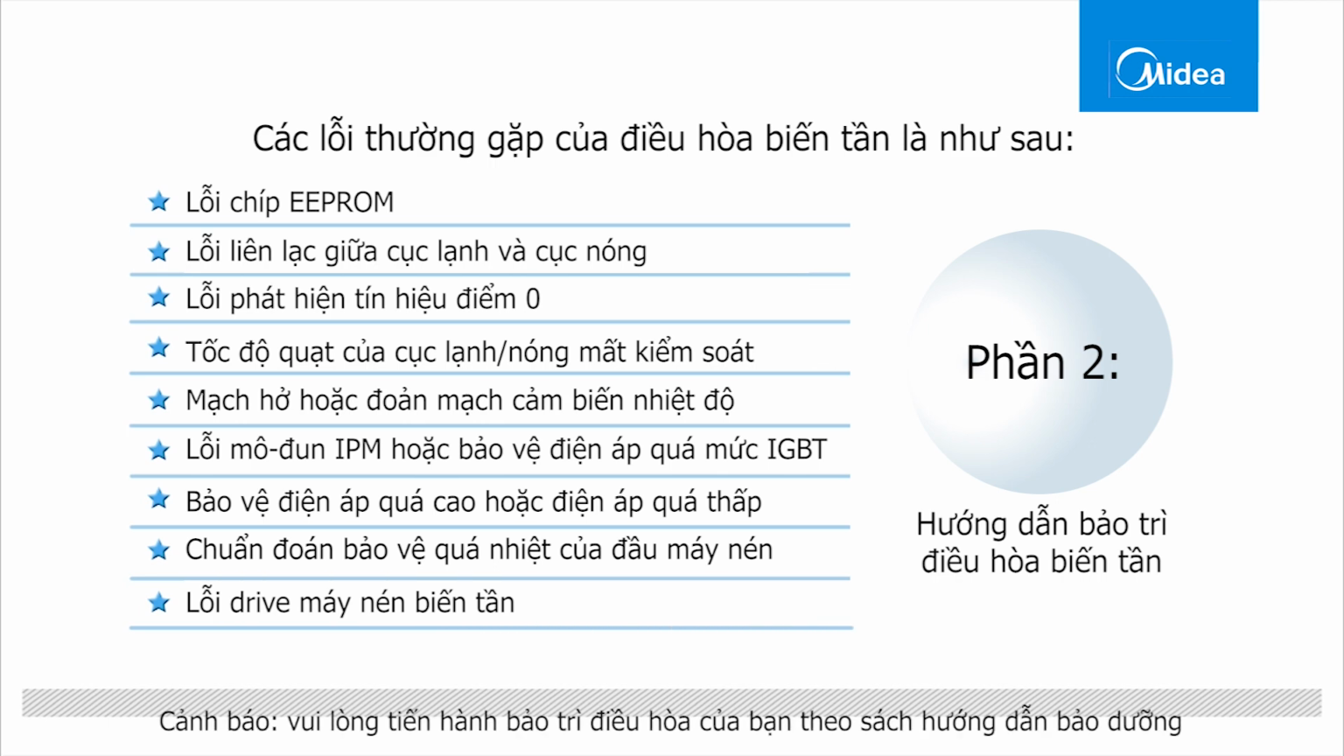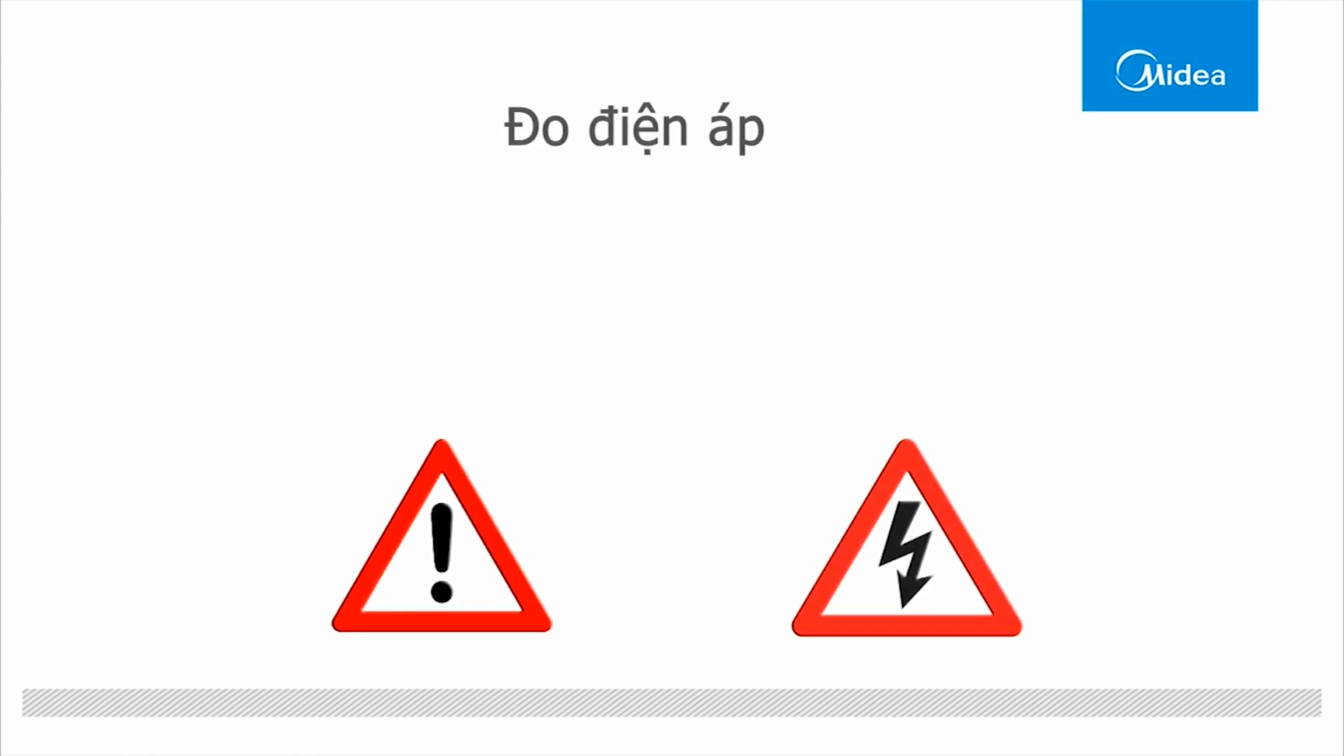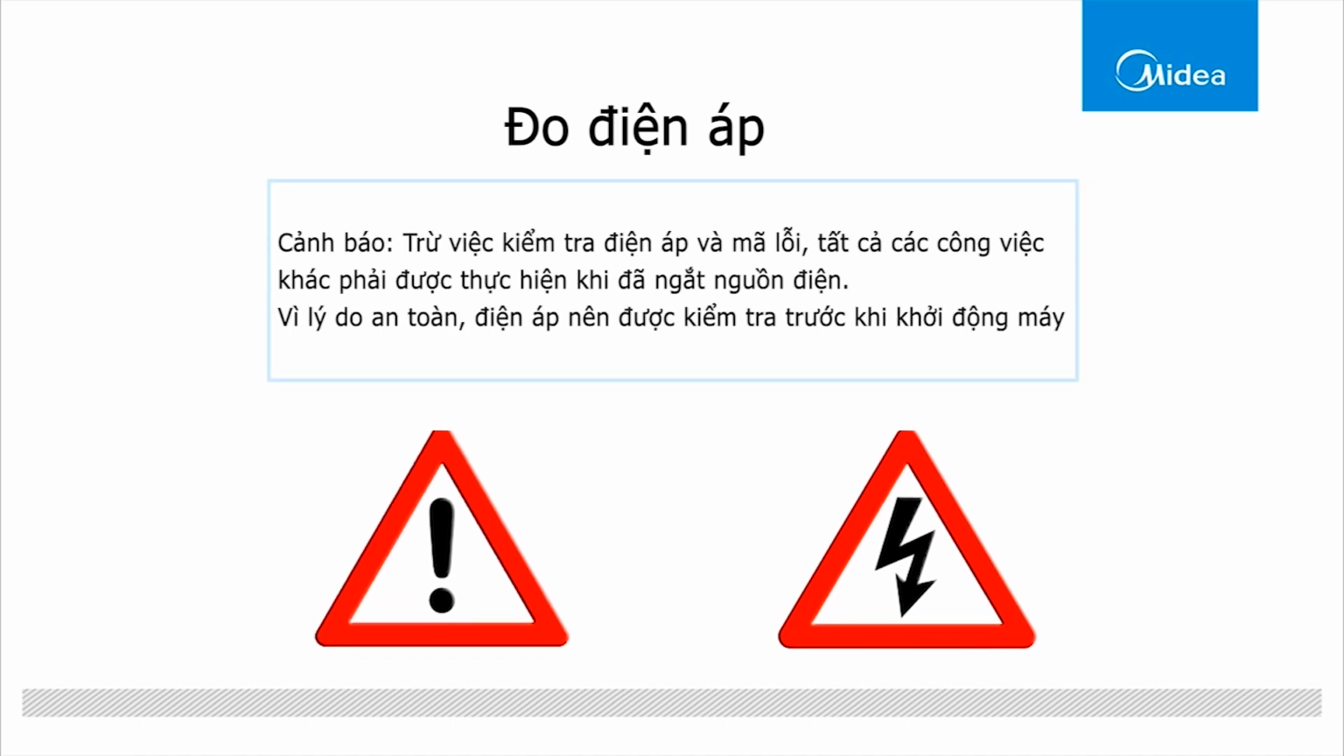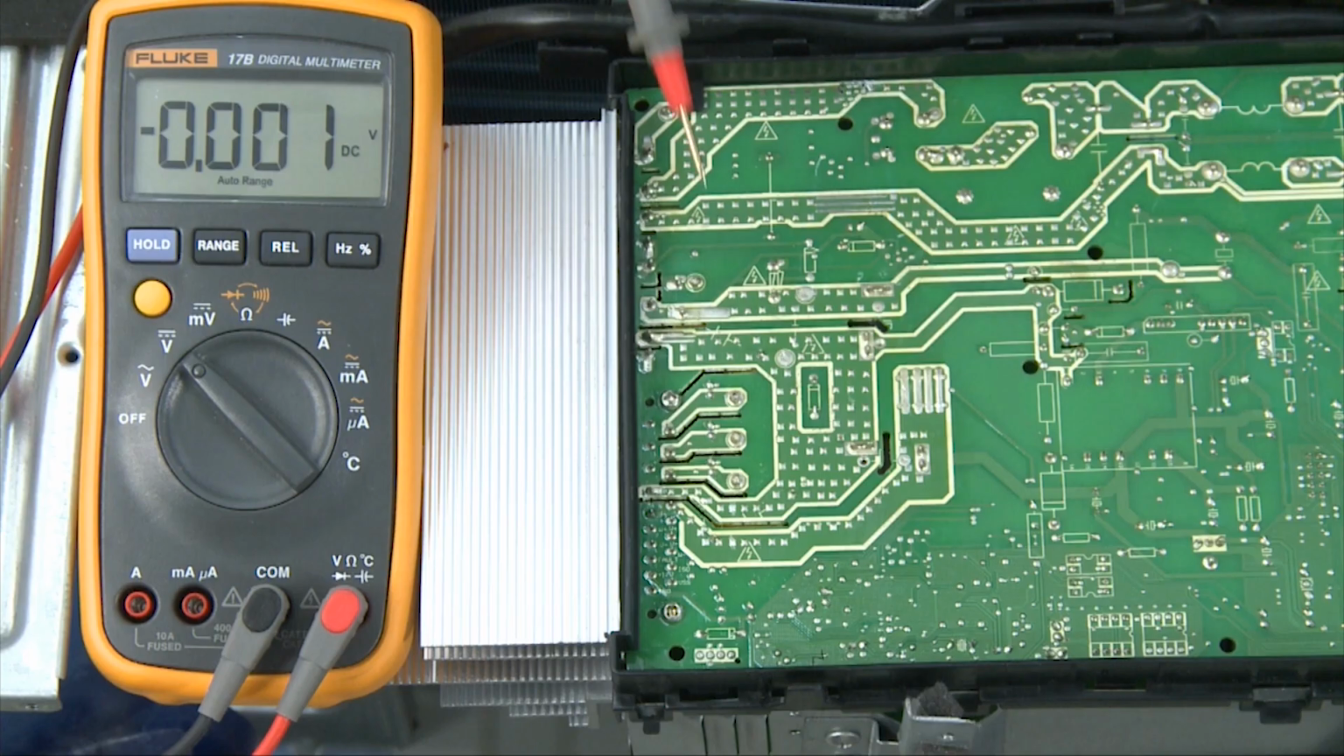Caution: please operate the maintenance of your air conditioner according to the service manual. Measure the voltage. Caution: except for checking the voltage and error codes, all other operations must be carried out without the power connection. For safety reasons, the voltage should be checked before operating the unit.